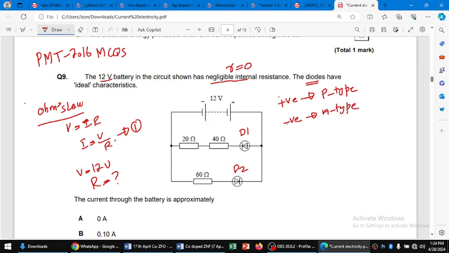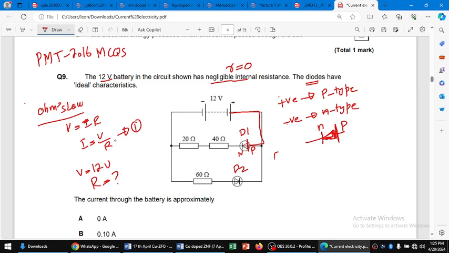How to justify which is p-type? Always remember that if the diode is like this, the right side is p-type material and the left side is n-type material. You can see that the p-type side is connected with the positive terminal and the n-type side is connected with the negative terminal. Similarly, this diode is forward bias.